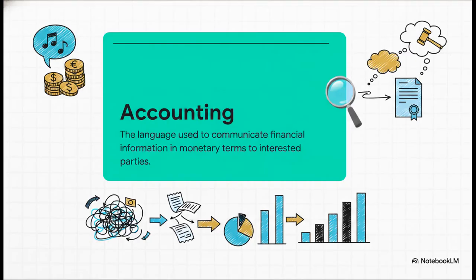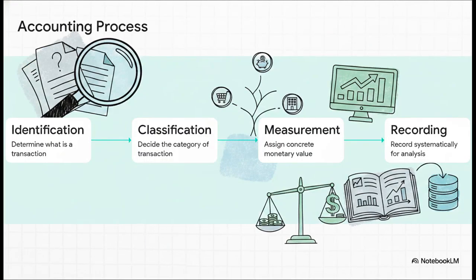Okay, you're definitely going to want to memorize this definition straight from your source material. Accounting is, quote, the language used to communicate financial information in monetary terms to interested parties. Think about it. Just like Latin or French, accounting is basically just a communication tool. Without it, handing over a client's retainer fee would just be a handshake and maybe a chaotic, scribbled note. This language exists to translate the messy, complex, real-world actions of a business into standardized monetary terms that everyone can instantly understand. Now, how does that translation actually happen?